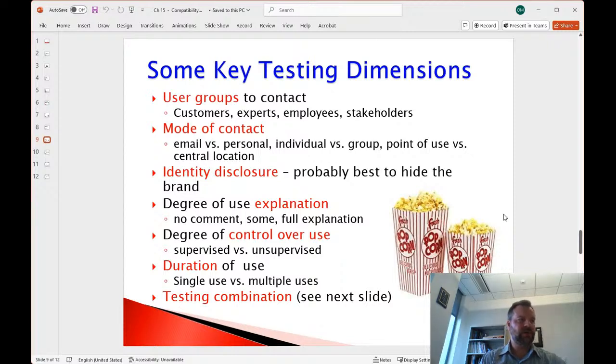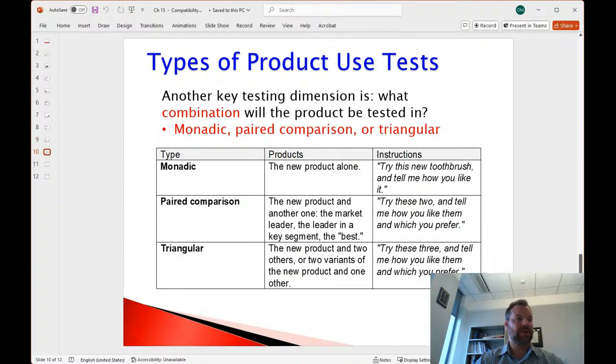Degree of control over use, degree of explanation. So in other words, do you really explain the product fully? Again, it's the control, the difference between driving a car at a dealership versus giving the car to customers and saying, take that home and tell us what you think. Is it a single use or a multiple use? And then testing combinations.